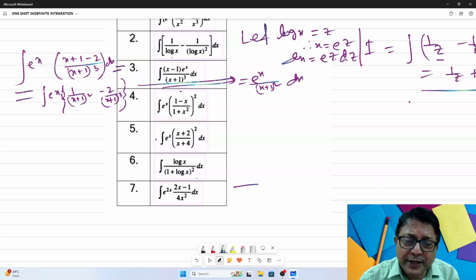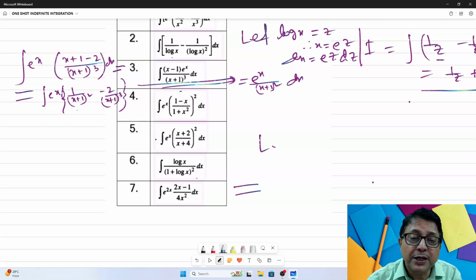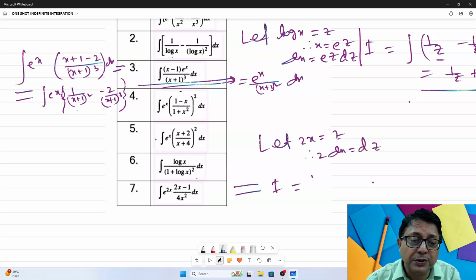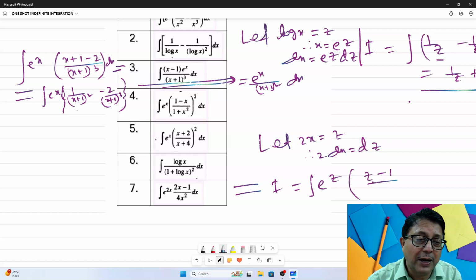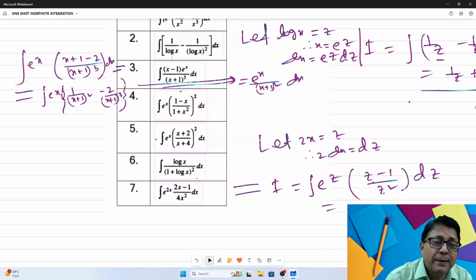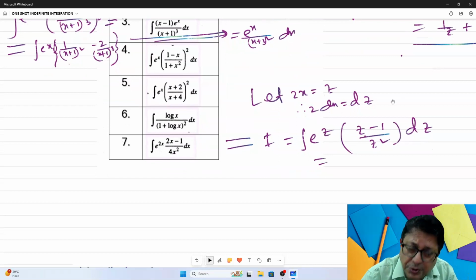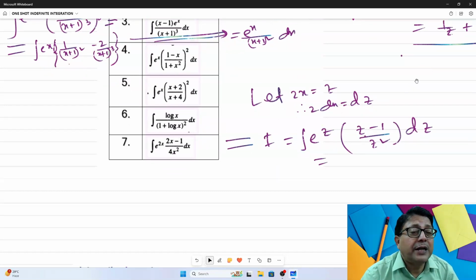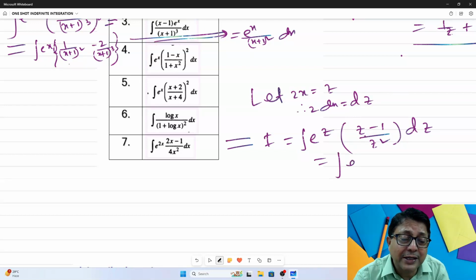Number 7 looks a bit difficult because 2x is there. Don't keep 2x over there. You make a substitution. Let 2x equal to z. So 2 dx equal to dz. So I will be equal to e to the power z, z minus 1 by z square. So simple. Once you get e to the power x form, not e to the power 2x or 3x. Remember, if that arises in a question, you should change it into e to the power x form. This we did here and we are getting the advantage. We can write the answer in one step only.